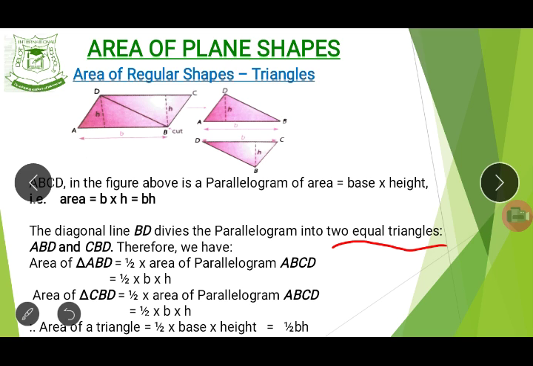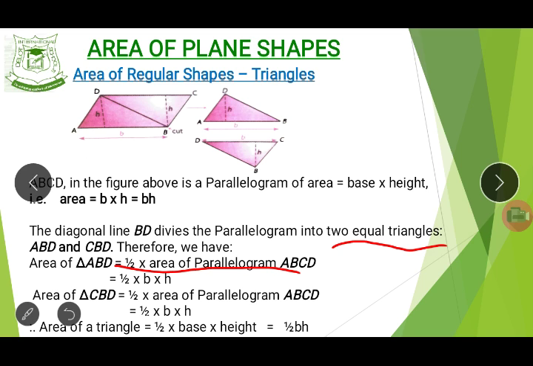Half, half. So that means if you want to find the area of each triangle, it will be half of the area of a parallelogram, as we have indicated there, because each triangle is half of a parallelogram. So the area of the triangles will be half times the area of the parallelogram.